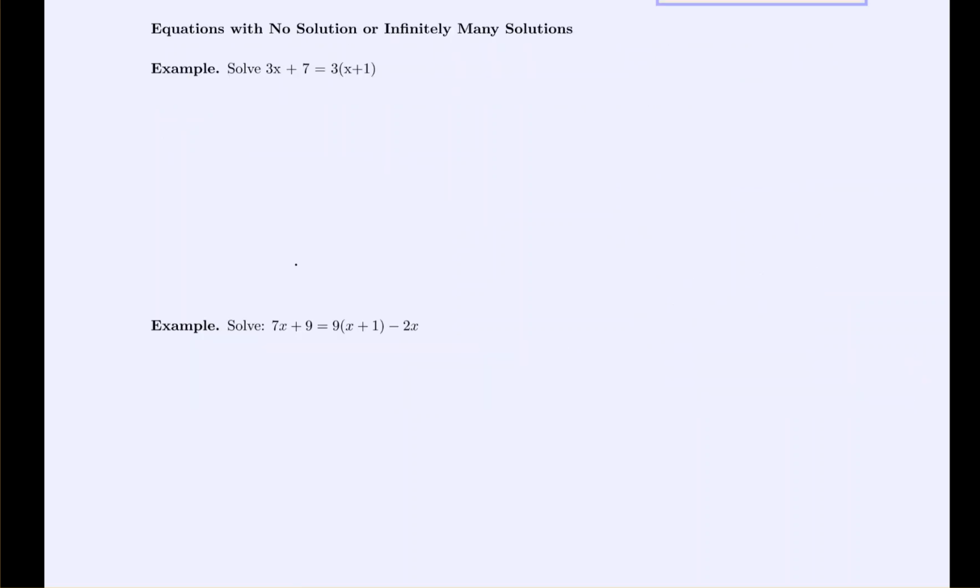Now the last thing we want to consider in this section is what happens whenever we solve an equation and we end up getting a false or a true statement at the end. We no longer get x equals a number. Instead, we get something like 2 equals 2 or 2 equals 5. There are certain conclusions we draw from that case.